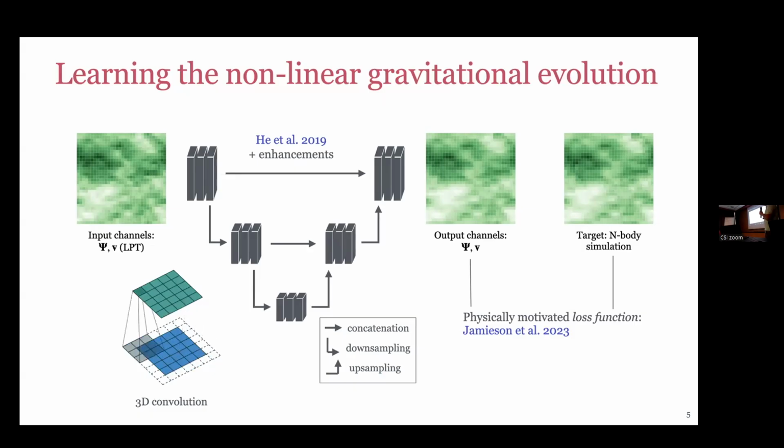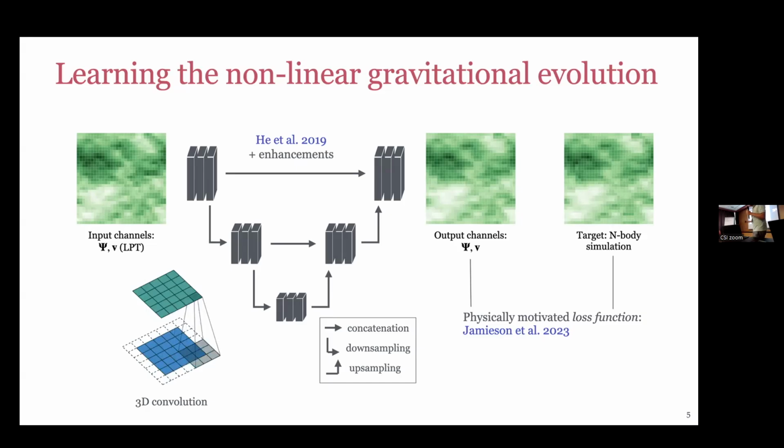This is an architecture that was presented already in 2019 in this paper by these people. We only tweaked a few things. And then you want to minimize, of course, a loss function, which it was shown in this other paper should minimize the difference in both Lagrangian and Eulerian space, and this is what we are using.